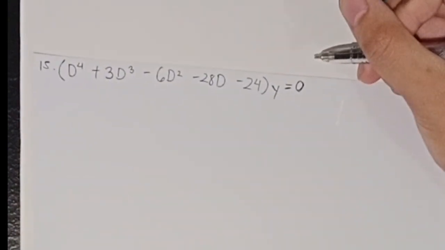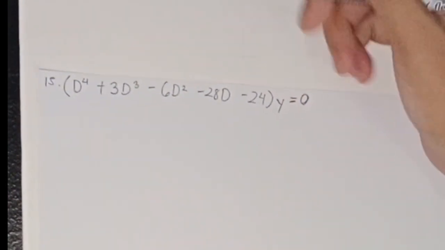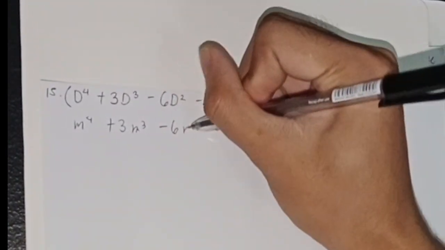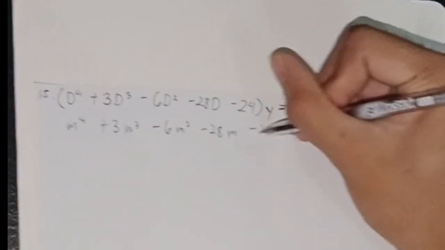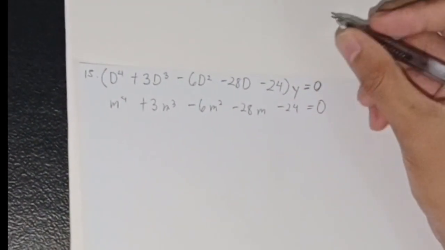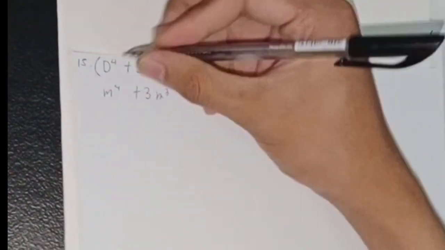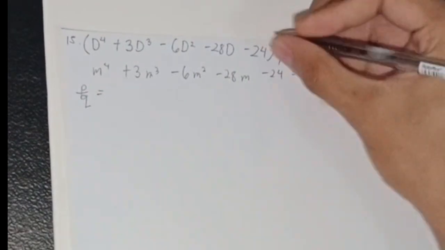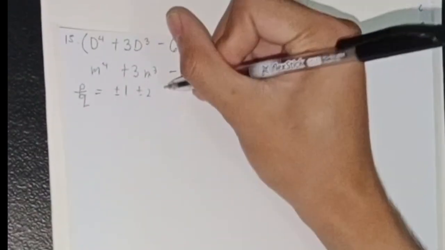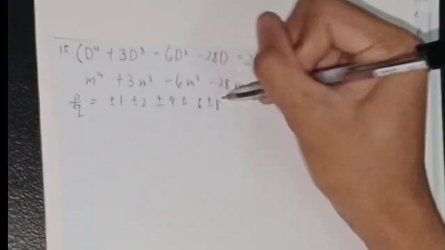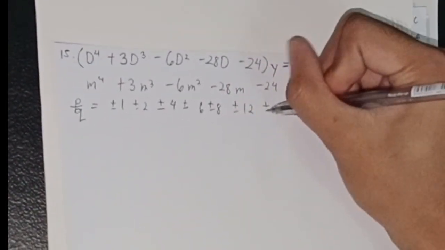So the first step in solving this problem is to convert this differential operator into an auxiliary equation. That will be m to the power 4 plus 3m cubed minus 6m squared minus 28m minus 24 is equal to 0. So we will use synthetic division to find the roots of this equation. To know the possible roots of this equation, we'll label the first term as our q and the last term will be our p. So all possible roots will be given as p over q. That will be the multiples of negative 24: positive negative 1, positive negative 2, positive negative 4, positive negative 6, positive negative 8, positive negative 12, and positive negative 24.